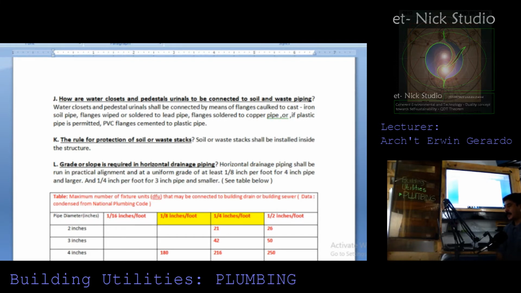What grade or slope is required in horizontal drainage piping? Horizontal drainage piping shall be run in practical alignment and at a uniform grade of at least 1/8 inch per foot for 4-inch pipe and larger, and 1/4 inch per foot for 3-inch pipe and smaller diameter.